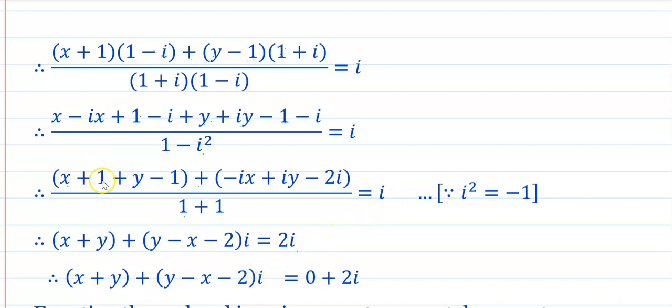Next, the terms as it is. Plus 1 minus 1 get cancelled. You are getting x plus y. Here is x plus y. What about the next?